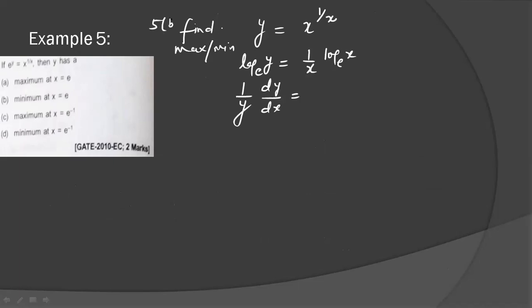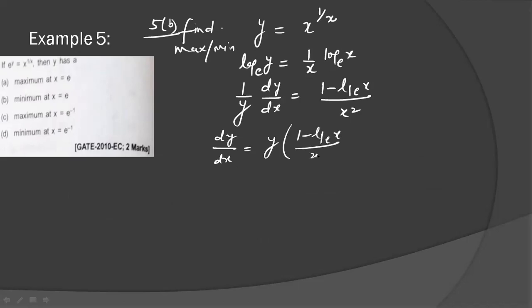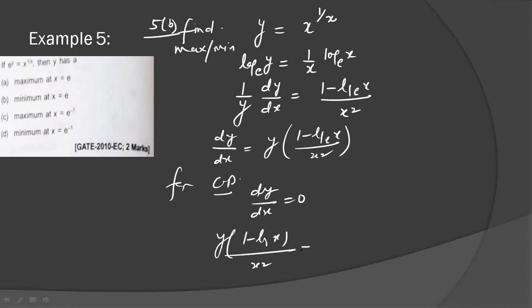5b. It will be (1 minus log x) over x square. Or dy by dx is equal to y times (1 minus log x) over x square. So for critical points, dy by dx equal to 0. So y times (1 minus log x) over x square equal to 0. Here x is positive. So y will be again positive.